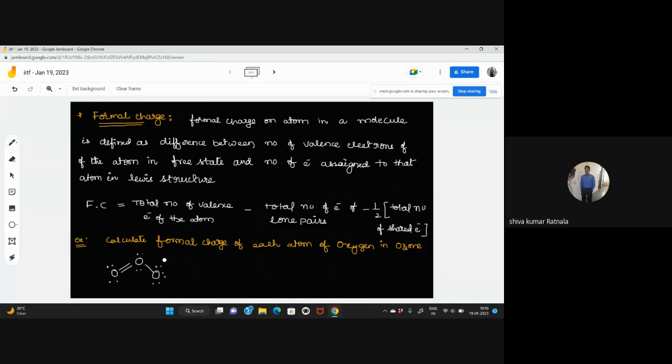That's it only, na? Now let me assume this is oxygen atom number 1. This is oxygen atom number 2. This is oxygen atom number 3. Okay. Now first I'm going to calculate for one atom. You need to calculate for the remaining two atoms. Formal charge of oxygen 1. What is the formula we can write?